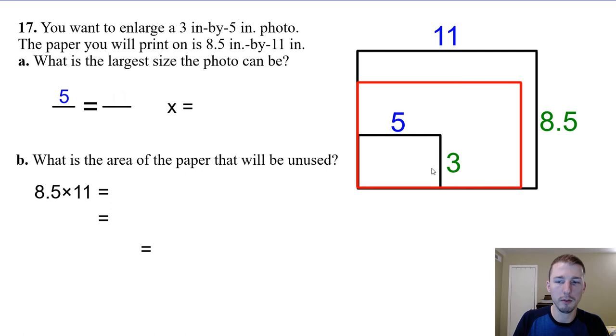Well, first thing I kind of want to know is which one's going to run out first. Am I going to run out of my width or the height here? So if I double this 3 and 5, that would become 6 and 10. And it looks like the 10 is going to go to 11 first. So that's the part that's going to run out. This 10 is going to run out first. So whenever I enlarge this photo, the 5 is going to go to 11 before the 3 can get to the 8.5. So I'm going to do 5 goes to 11, just as 3 goes to something.